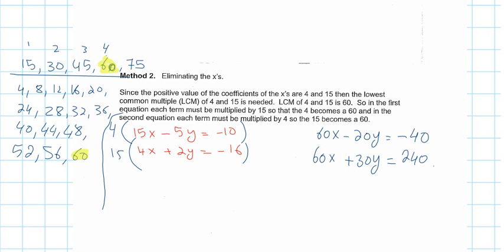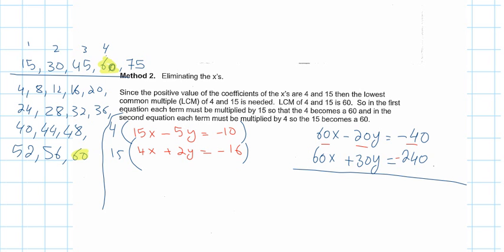Now, if I look at this, negative 240. Thank you. If I look at this, 60x and 60x, for me to be able to get rid of this, what do I do? Subtract. So I subtract, minus, minus, minus, right? 60 minus 60, that's gone. That's 0. Negative 20y minus 30y, that's negative 50y.